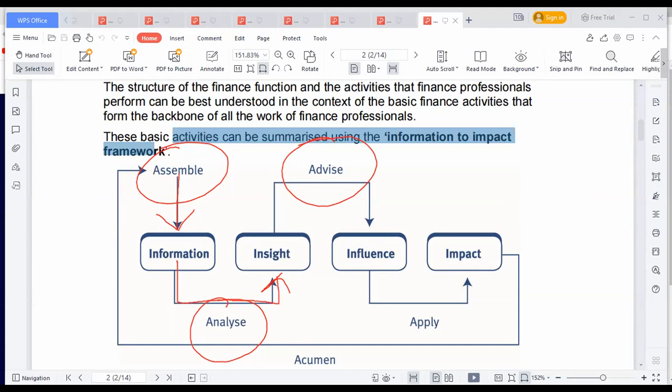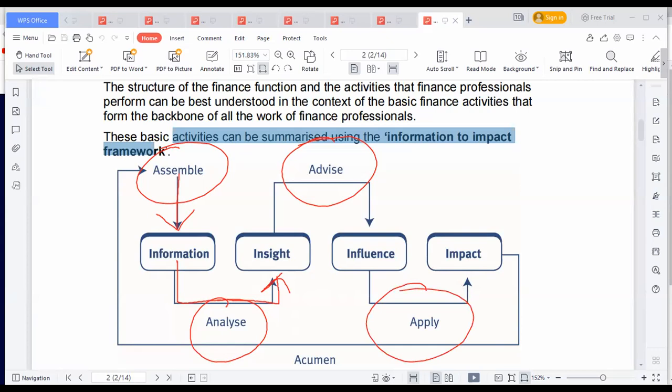And then once we advise, why are we advising? We're advising so that we can influence management to make certain decisions. So we advise to influence. You understand the point? Advise to influence. We advise to influence management to make the decision.